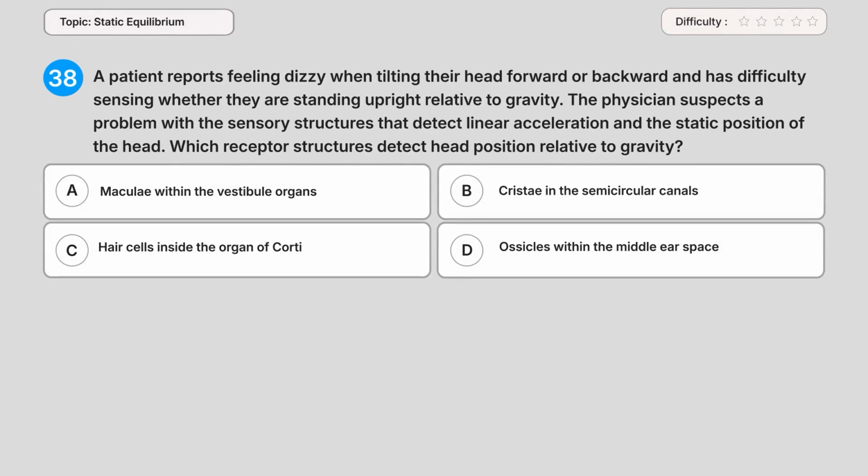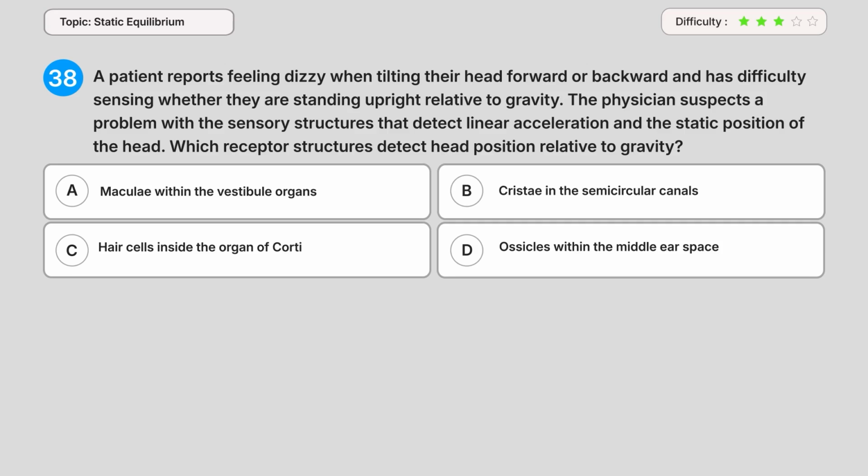38. A patient reports feeling dizzy when tilting their head forward or backward and has difficulty sensing whether they are standing upright relative to gravity. The physician suspects a problem with the sensory structures that detect linear acceleration and the static position of the head. Which receptor structures detect head position relative to gravity?